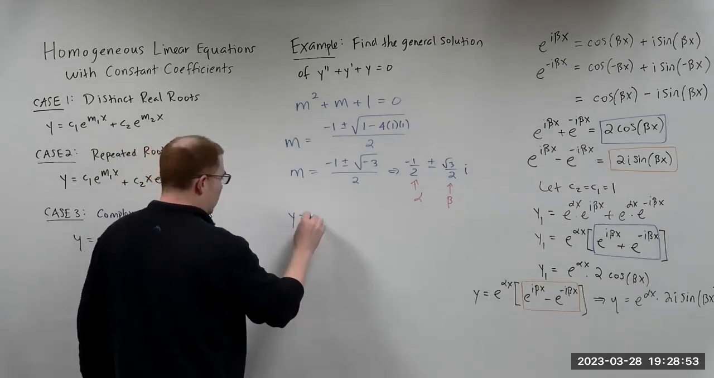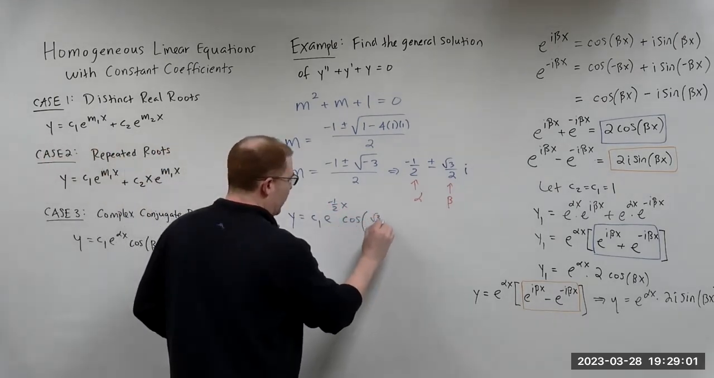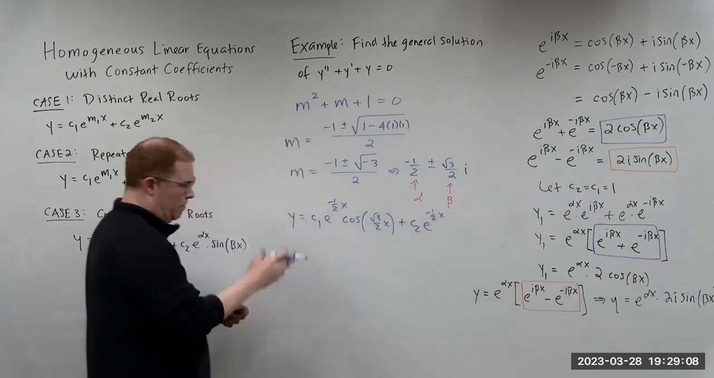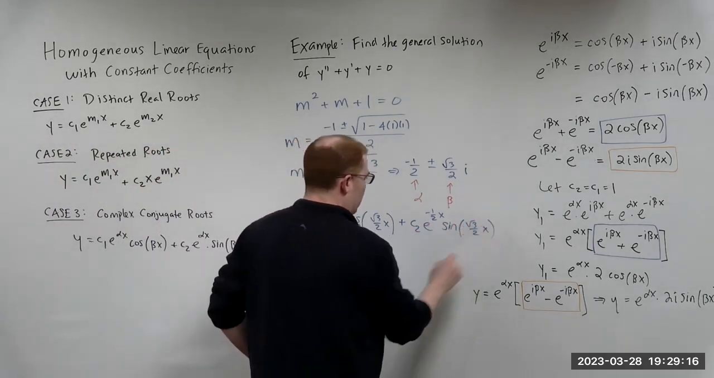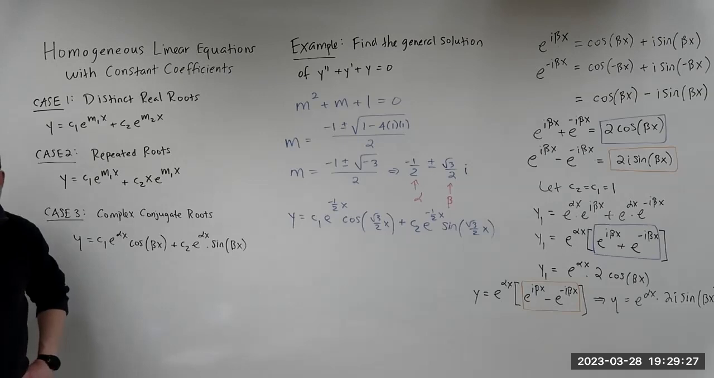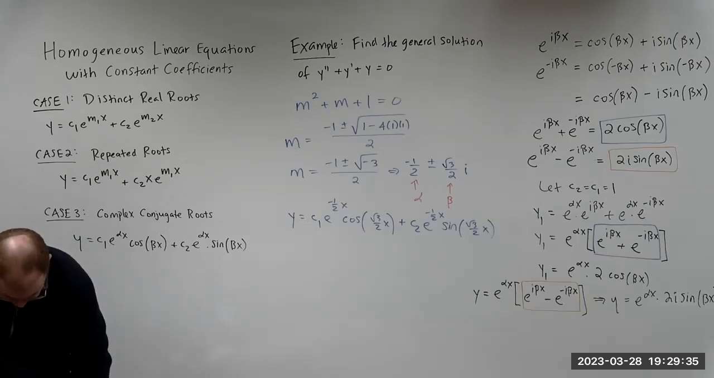So you're going to get y equals c1 e to the minus 1/2 x times cosine of root 3 over 2 x, plus c2 e to the minus 1/2 x. If you want, you can factor out e to the minus 1/2 x, that's fine. It doesn't really matter. And then sine of root 3 over 2 x. There it is.